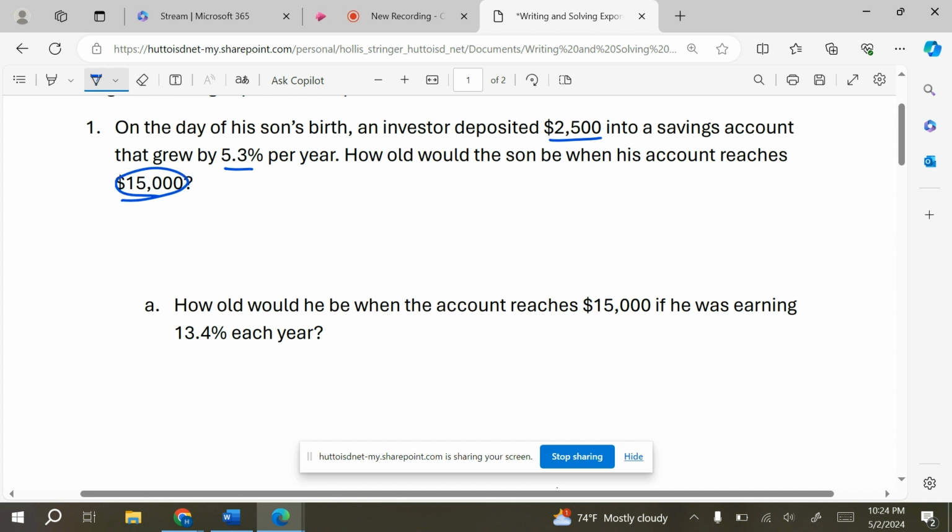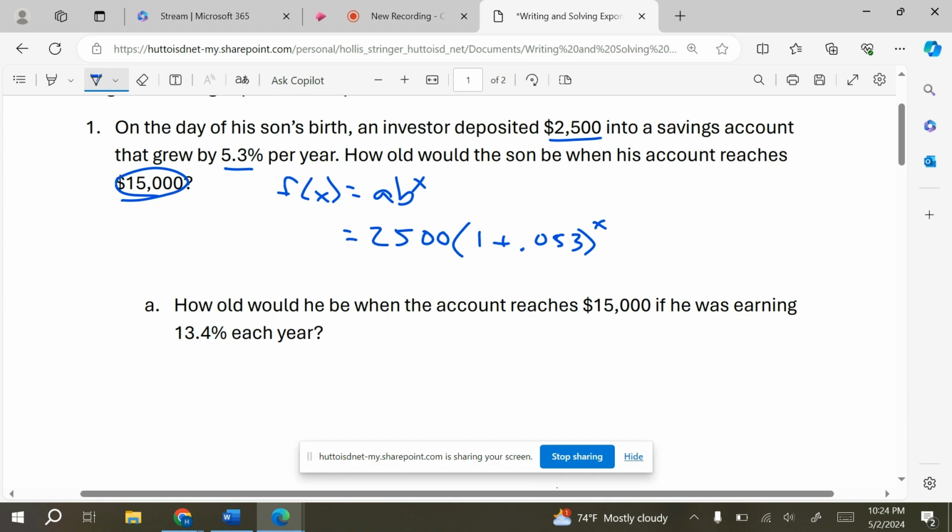So immediately, we should be thinking in terms of an exponential function, f of x equals a times b raised to the x. In this case, the a value is going to be our initial amount, which is going to be our $2,500, times our b, and since it's growing, we know that the rate has to be above 1, so we would say 1 plus 5.3% written as a decimal, 0.053, raised to some amount of time, in this case years.